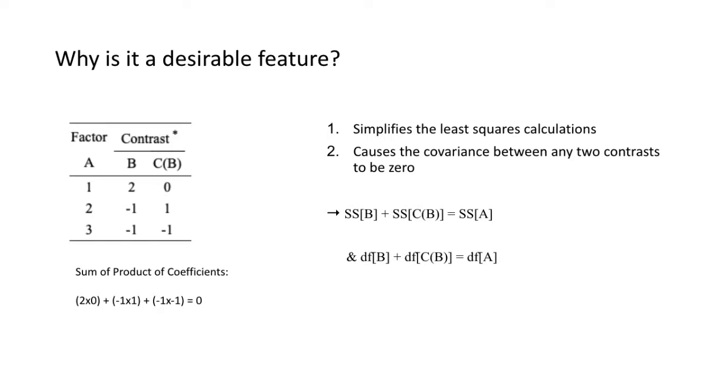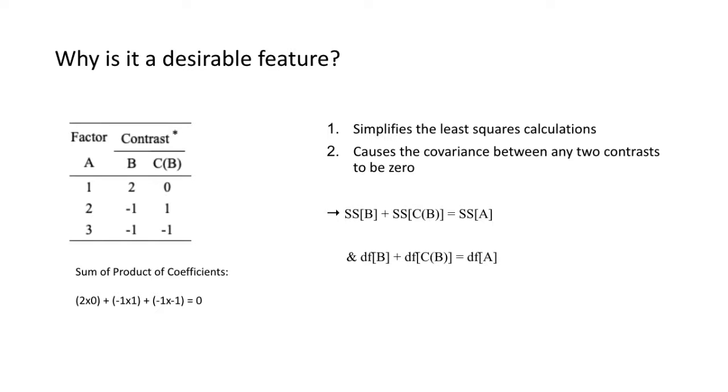So why is this a desirable feature? Well, orthogonality is a desirable feature because, number one, it simplifies the least squares calculations and moreover causes the covariance between any two contrasts to essentially be zero. If we take a CRD, for example, with two factors, we know that the sum of squares for the model is equal to the sum of squares of factor A plus the sum of squares for factor B plus the sum of squares for the interaction between factor A and factor B.